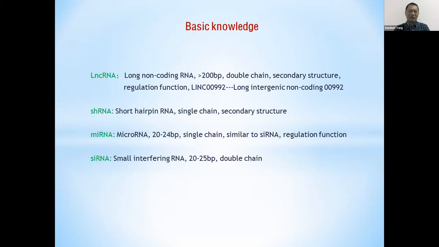So the second is shRNA, short hairpin RNA. It is a single chain and it has a secondary structure. And then it's microRNA. The microRNA is 20 to 24 bp. It has a single chain and is similar to shRNA. And it also has a regulation function. And last is small interfering RNA, siRNA. I believe we are familiar with this RNA. It is 20 to 25 bp and it has a double chain. So there are so many RNAs. So that's the basic knowledge I would like to introduce to the scientists first.